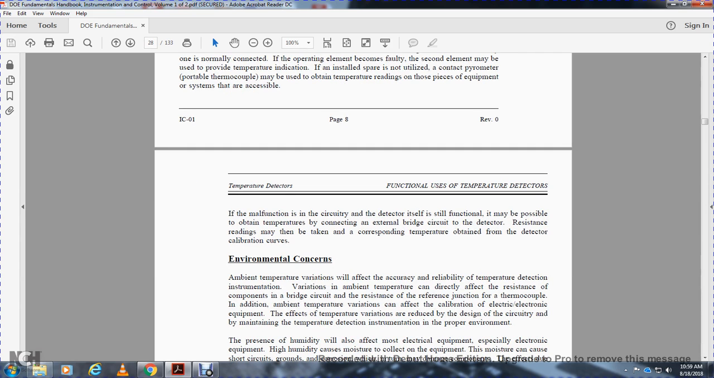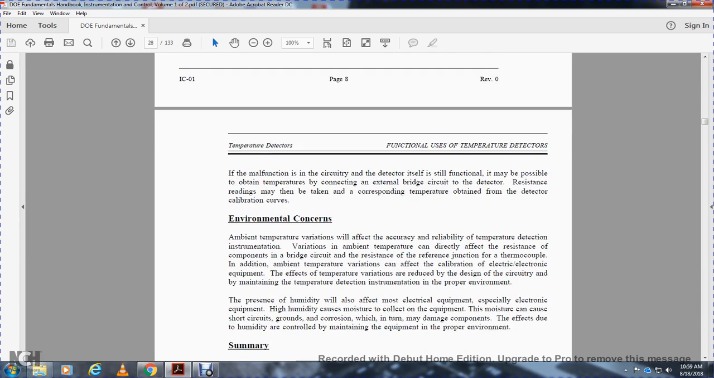If it malfunctions with the circuit with the detector, it may still be possible to obtain the temperature from an external bridge circuit with the detector. Resistance readings may be taken and matched to the corresponding temperature obtained from the detector calibration curves.